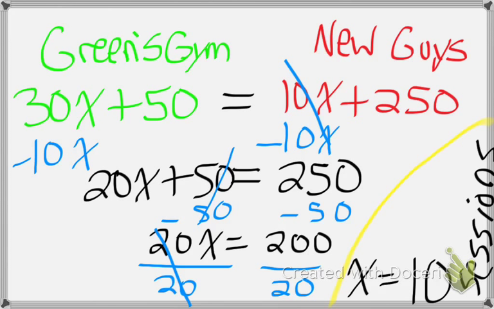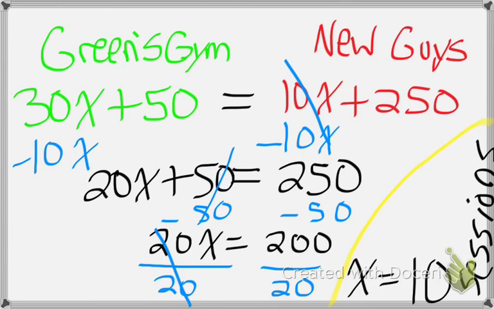Think of a number. Let's say 5 sessions. Well, Green's Gym, 30 times 5 is 150. 150 plus 50 is 200. So they would be only $200. Whereas for the new guys, that'd be 50 plus 250, that's 300. So they'd be $300, where these guys over here would only be 200. So if you're going to go for less than 10 sessions, you want Green's Gym. But if you're going to go more than 10 sessions, you're going to want the new guys.